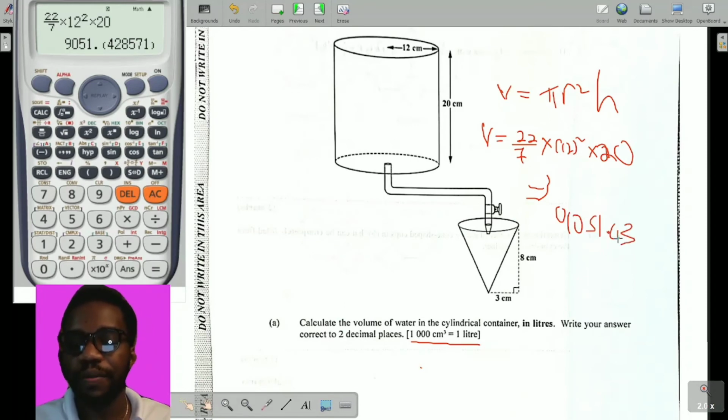9,051.43. But why 0.43? Because it did say to 2 decimal places. Now, if you look inside of your calculator, you have 42, but if you look after the 2, you have 8. So you're going to have to go around one position up. Now, the unit here would be cubic centimeter. You don't want that. They say 1,000 cubic centimeter equals 1 liter. So I need to convert this into liters. So I'm going to divide this by 1,000.